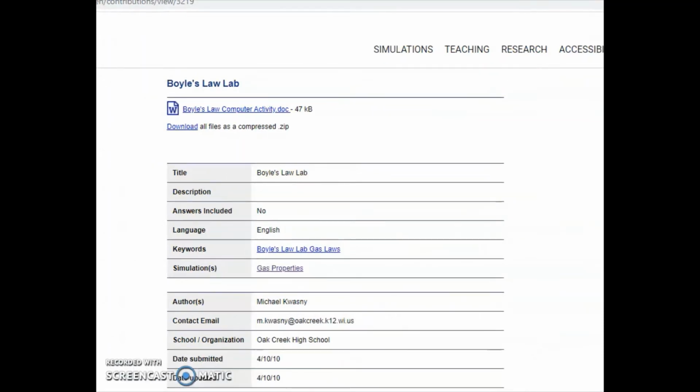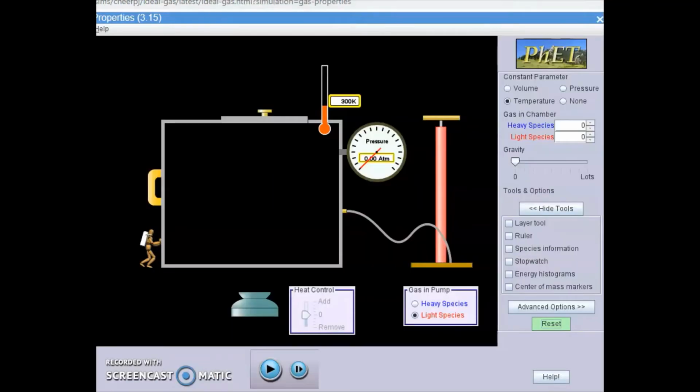Next, I have the downloaded compressed zip file. When you click the download file, the simulation will appear, which is the Boyle's Law simulation. But this simulation is not only for Boyle's Law, because you can see that it includes the constant parameter, where we can choose volume, pressure, temperature, or none of the parameters given. So all the gas laws can be simulated by this simulation.